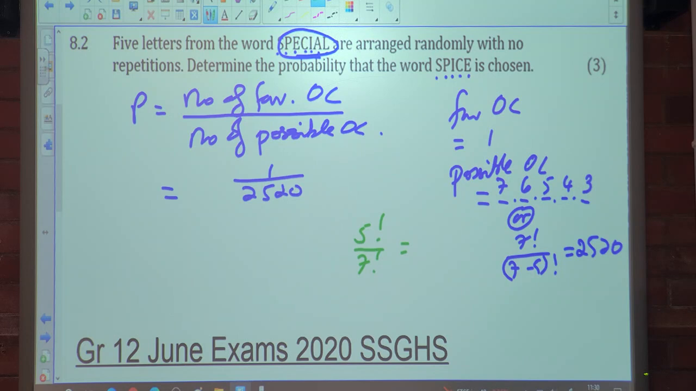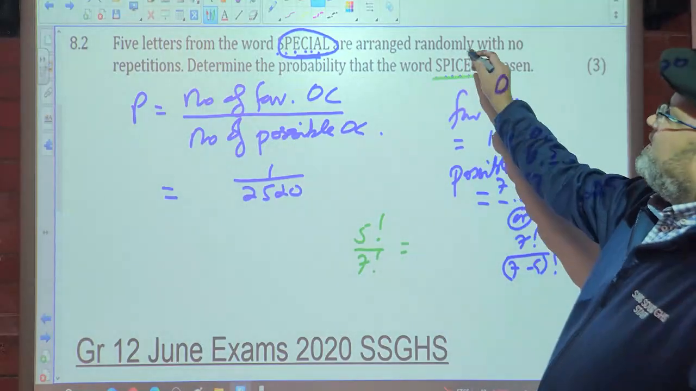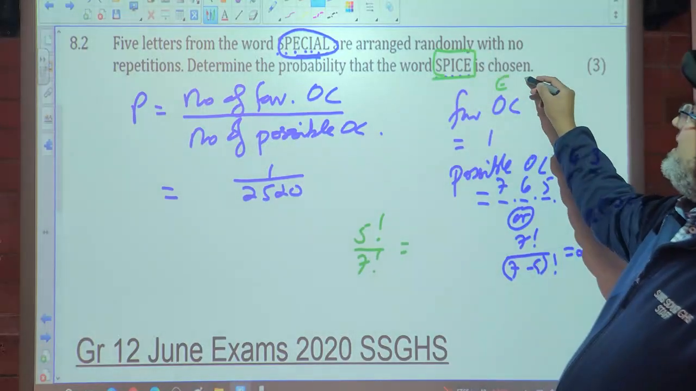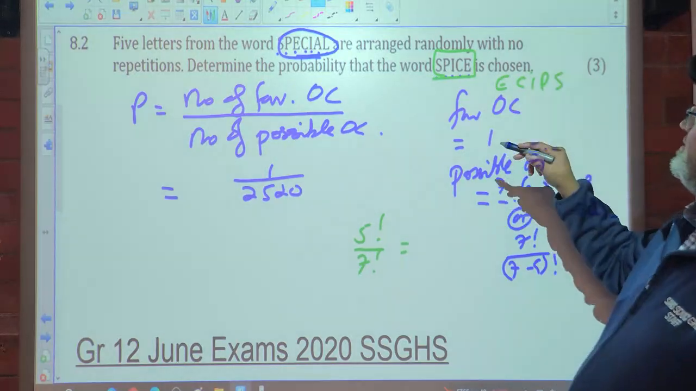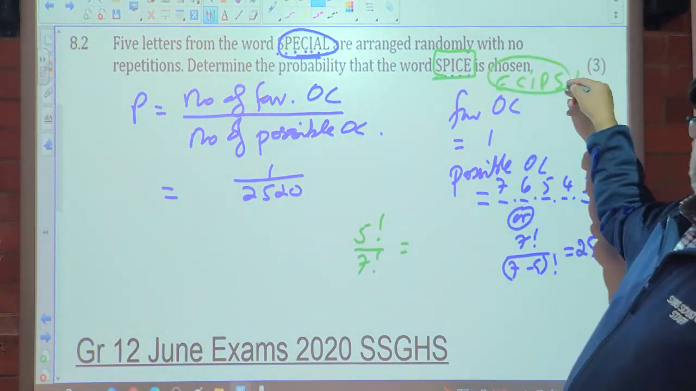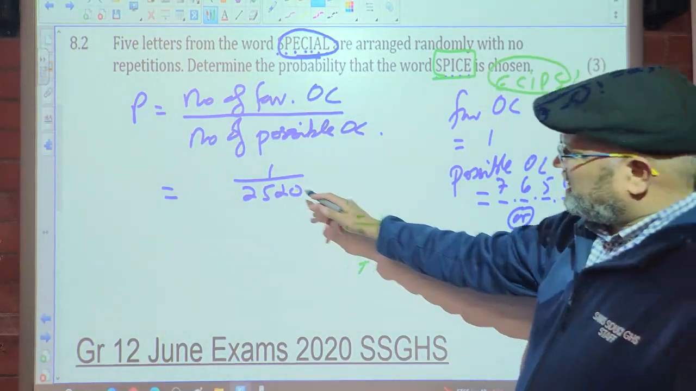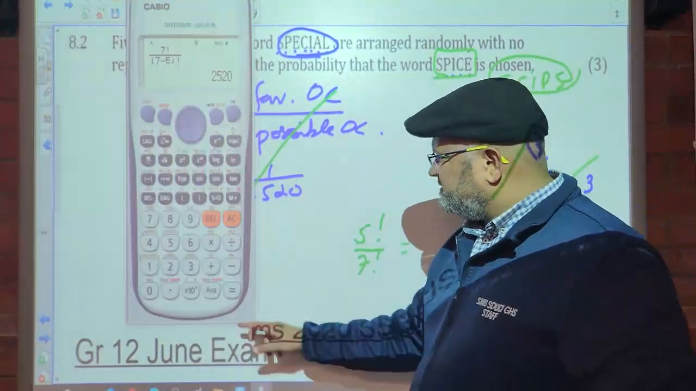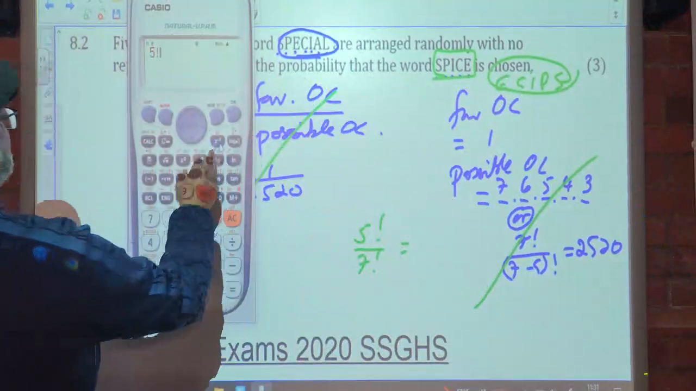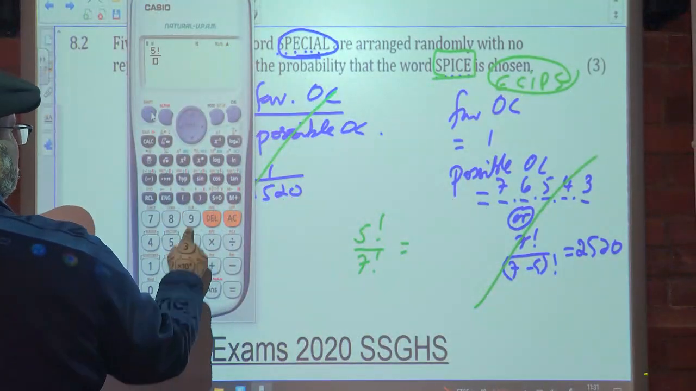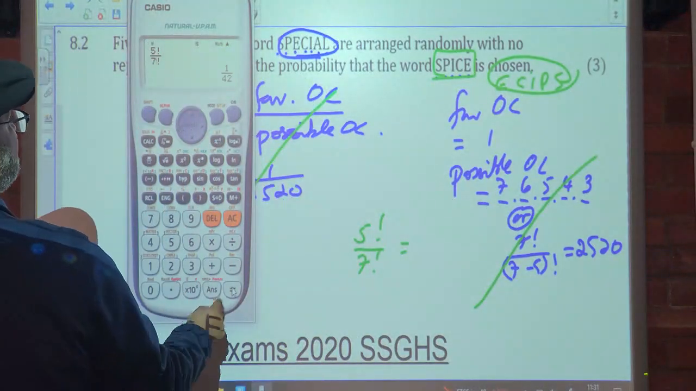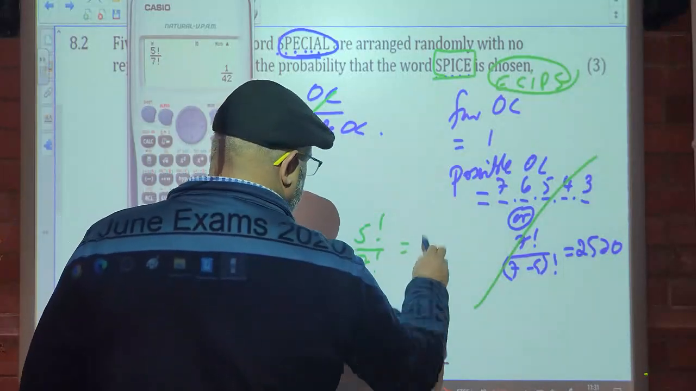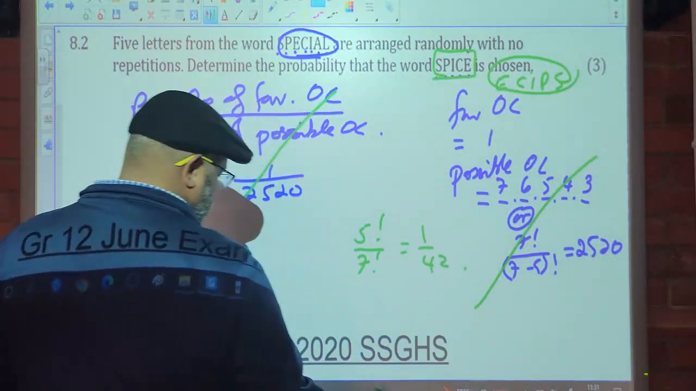Oh, yes, yes. Because I'm considering only the word SPICE, but it can be ECIPS as well, and it's all this variation. Yeah, so I'm wrong. Okay. So it's going to be 5 factorial over 7 factorial, which is 1 over 40. Is that correct? Sorry about that.